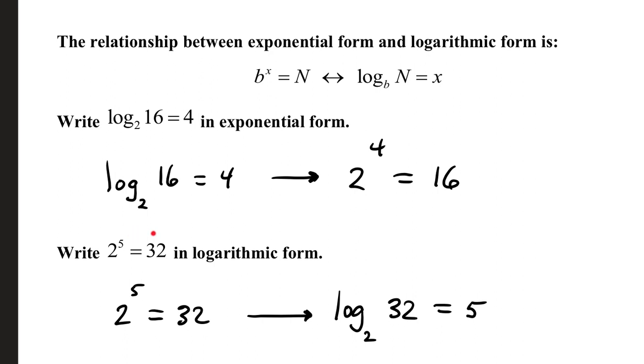There are two different ways to write the same information. Writing 2 to the fifth as 32, if we multiply 5 2's together, our product is 32. In logarithmic form, that gives us log, our base number is 2, our overall value is 32, and our exponent is 5. So log base 2 of 32 is 5. 5 is the exponent required to change 2 to 32.